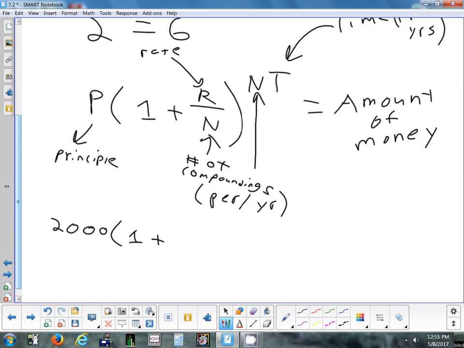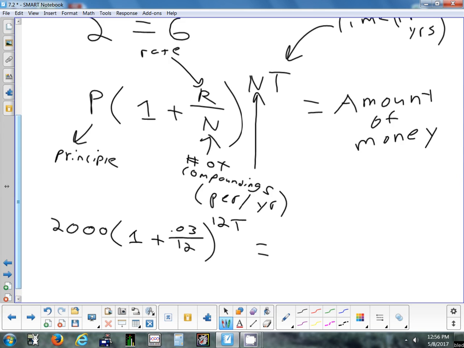All right, so let's say you had an interest-bearing account that was paying 3% interest. And let's say they compounded the interest every month. So that means it would be how many times a year? 12. Right? And I use the 12 again right here.